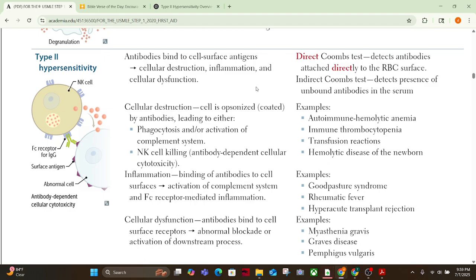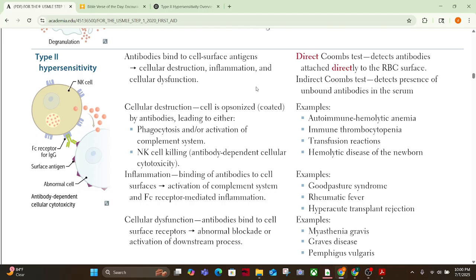Now next we have inflammation. This is binding of antibodies to cell surfaces, which leads to activation of the complement system, and Fc receptor mediated inflammation. So here the antibody binds the antigen on the cell surface.